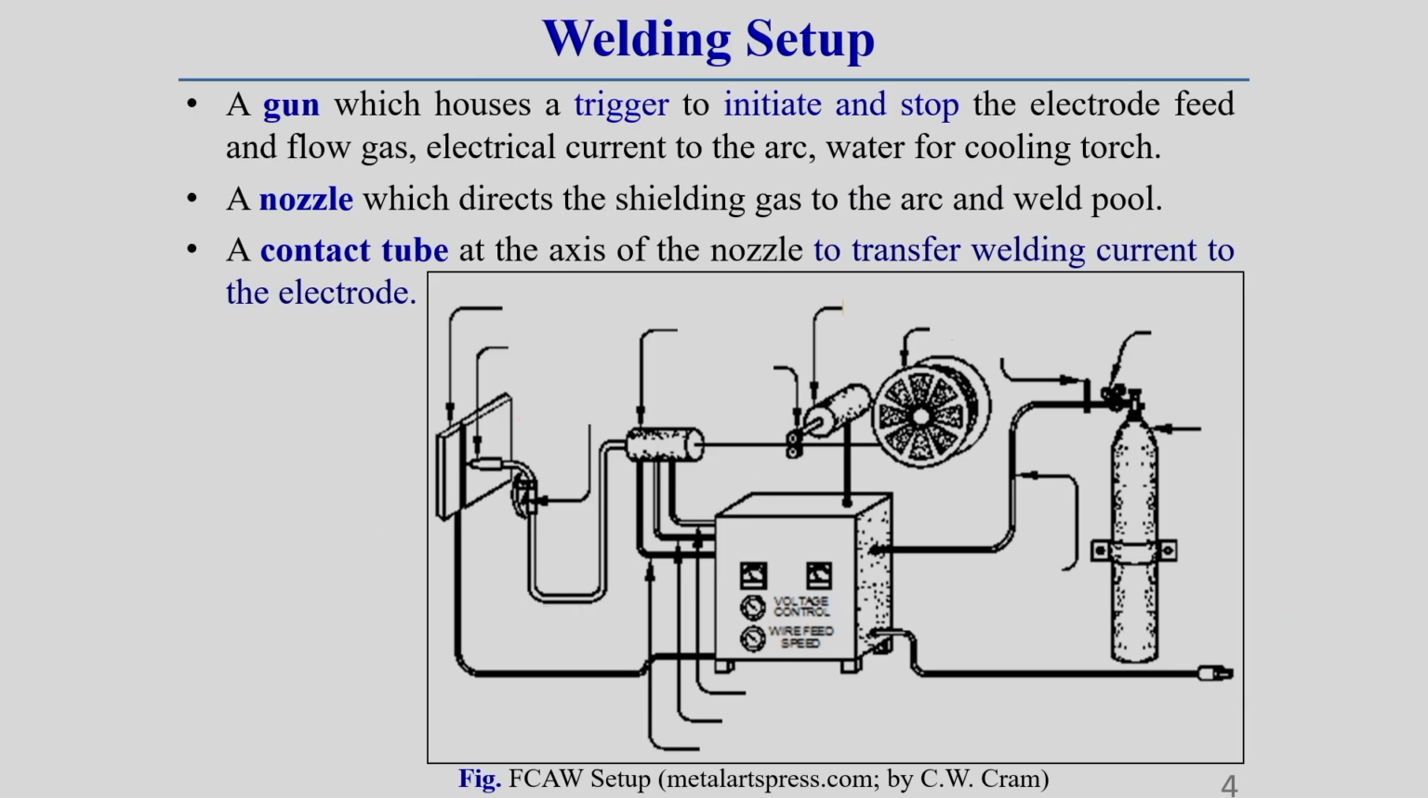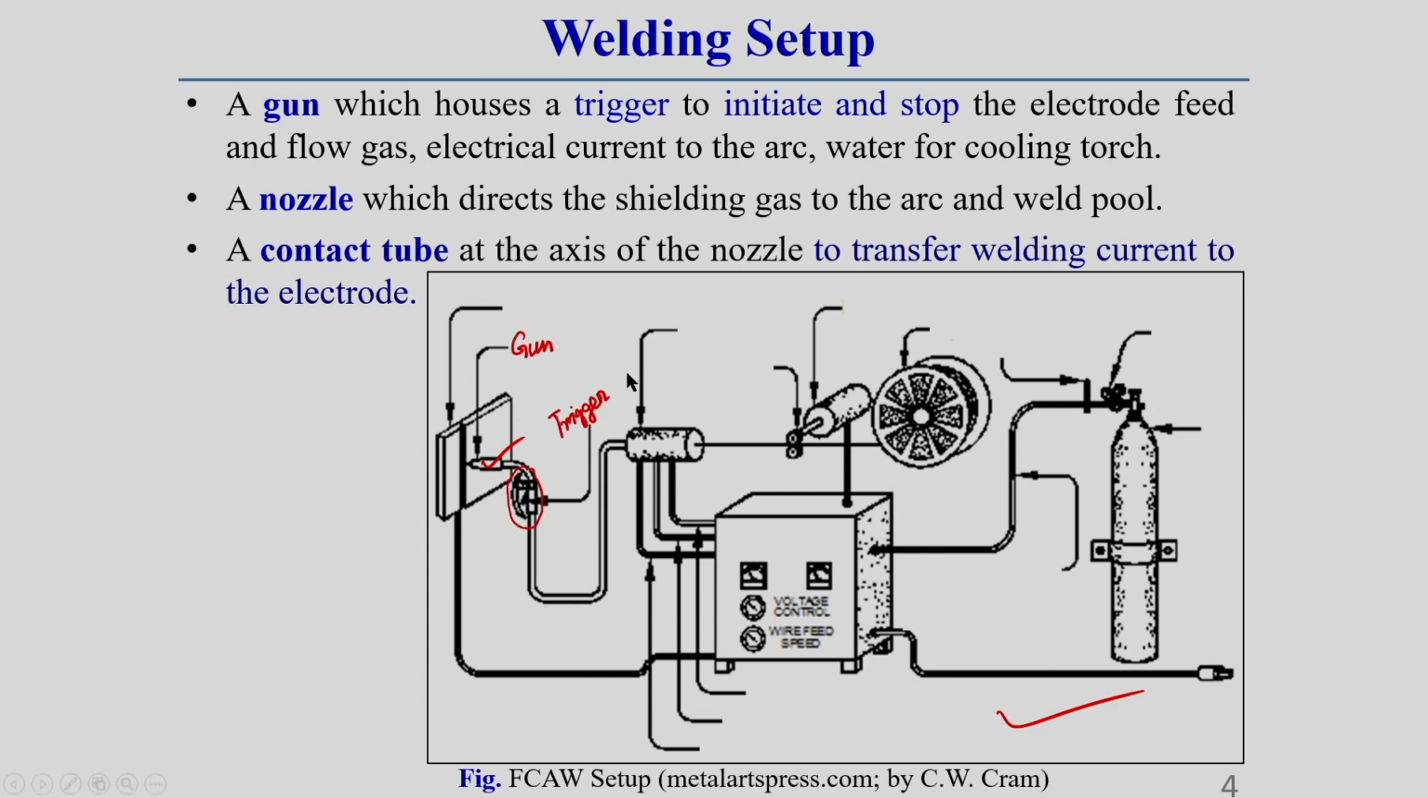Now, you see, this is the detailed welding setup of the flux core arc welding process. Here there is a gun, you see, this is a gun, or you can say this is a torch. This torch has a trigger, you see, here is the trigger.